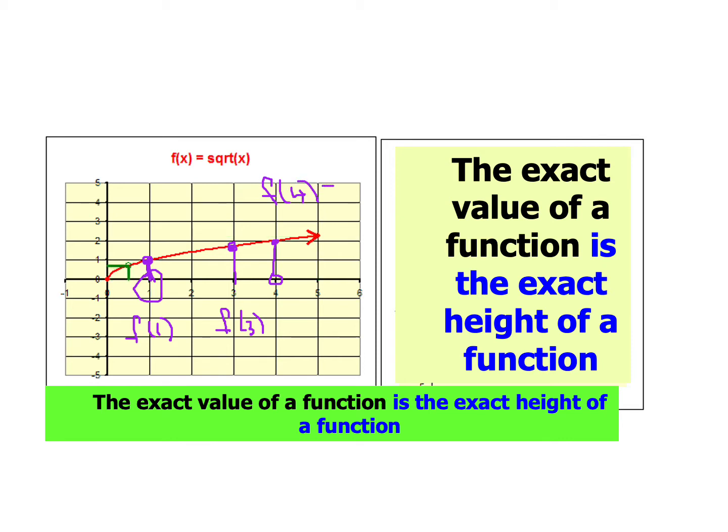That means finding the exact height is just looking at the graph and seeing the location, or the intersection between this line and the graph. What's the height of 4? What's the height of 3? What's the height of 2? This is called the exact value of a function, or we call it f of a. So f of a represents the exact value.